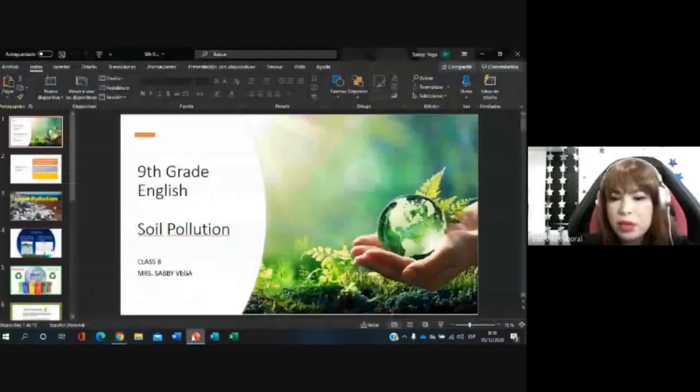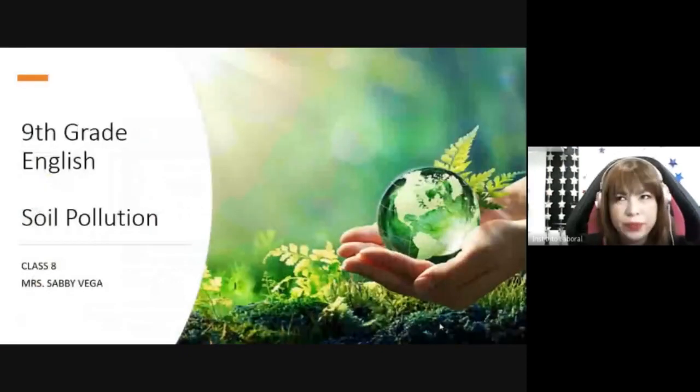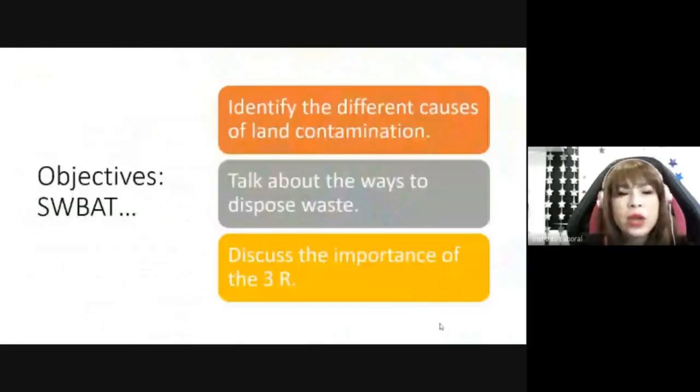In today's topic, we have soil pollution. This is English for ninth grade. This is class number 8, and my name is Sabi Vega. Which are the objectives for today's class? The students will be able to identify the different causes of land contamination, talk about the ways to dispose waste, and discuss the importance of the 3 R's.